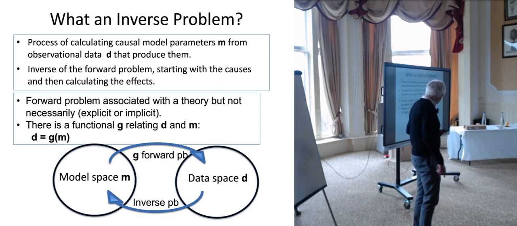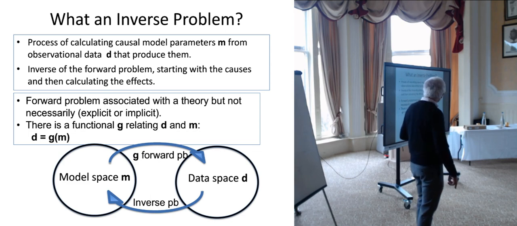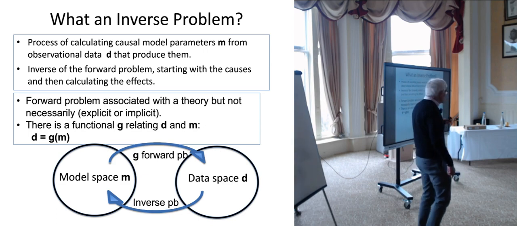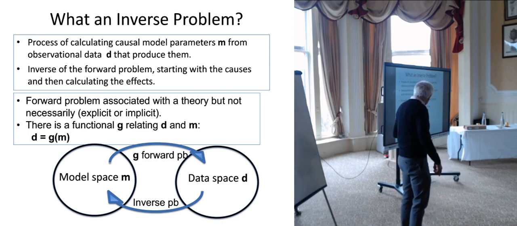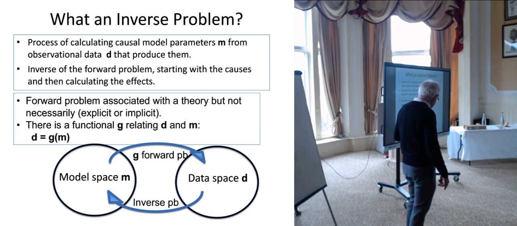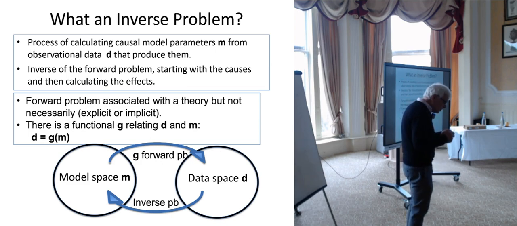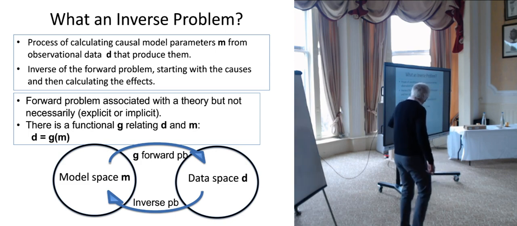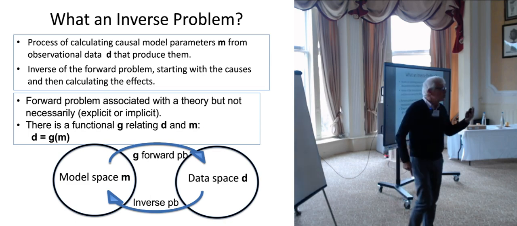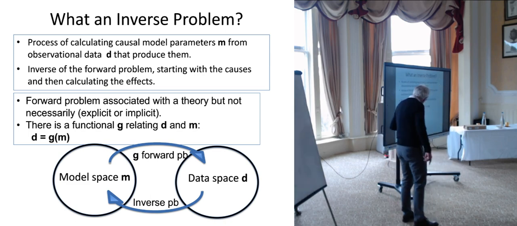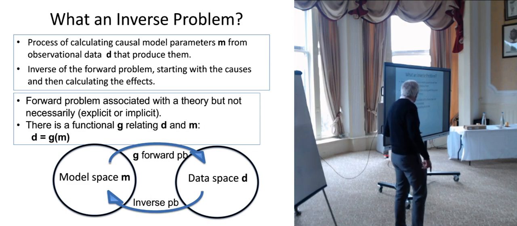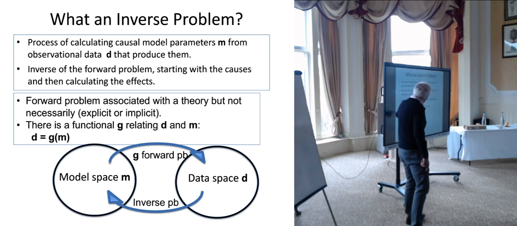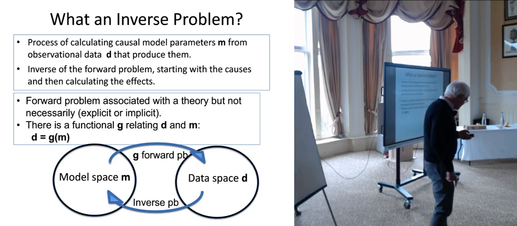Usually, but it's not always the case, the forward problem is associated with a theory, which can be explicit or implicit. Most of the time this theory is coming from physics, but not necessarily. And from a general point of view, we can define the functional, it can be a function, a matrix, or any kind of mathematical operator, which can relate the data and the model parameters. This is usually written in this simple way, D equal to G of M.